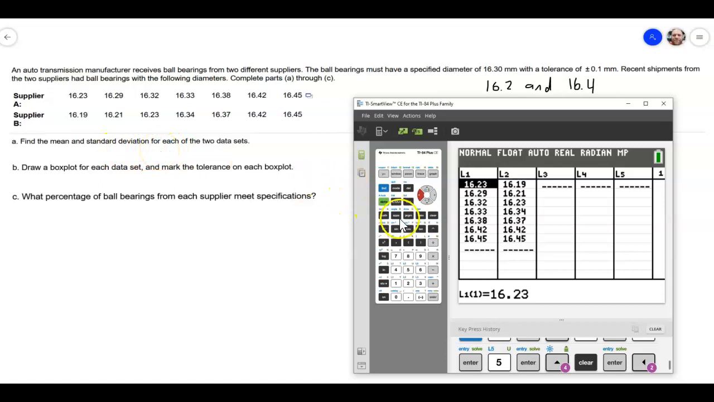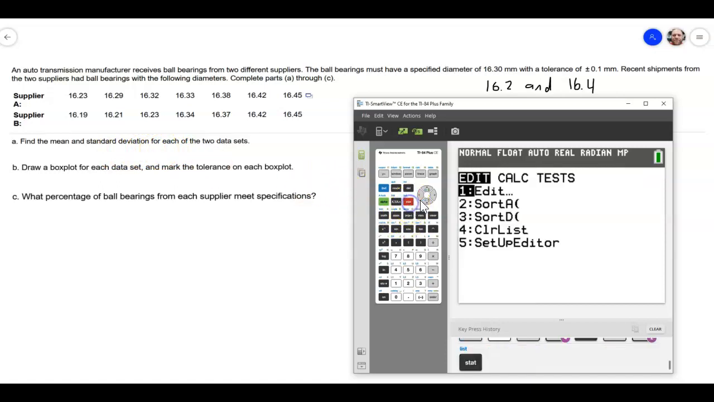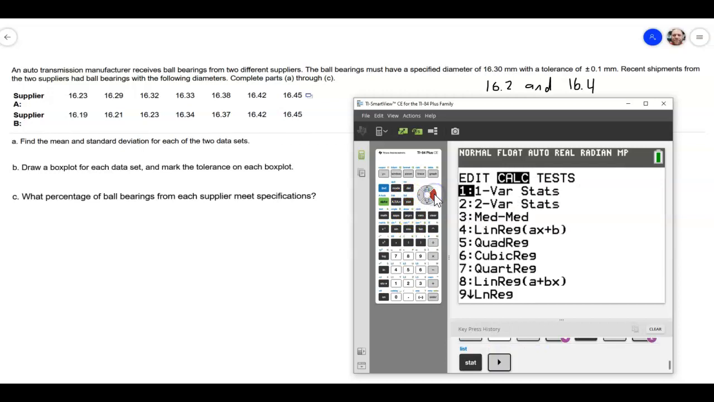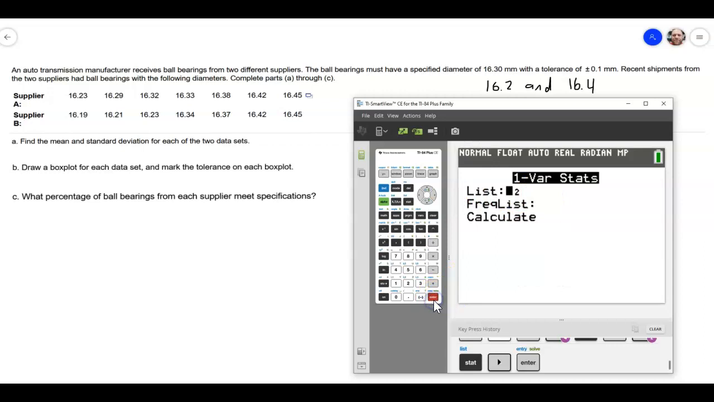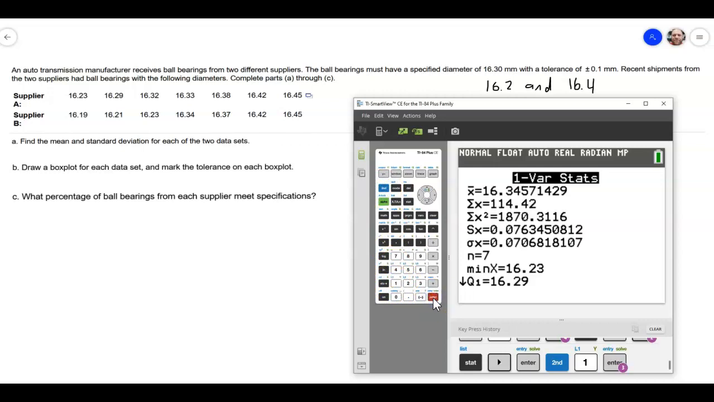is to go to stat. We're going to go over to calculate with the right arrow, and then I'm going to do one variable stats. The first one I'm going to do is the L1 list, so that's for supplier A. So I had it in L2, but I'm going to change it. So I'll hit second one. That's my L1.